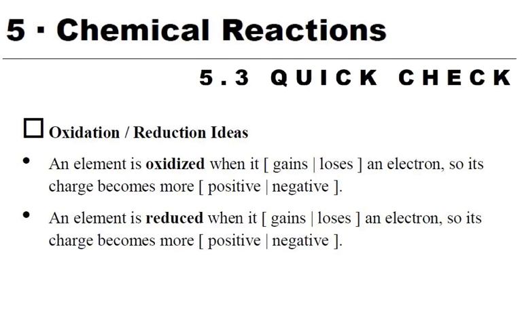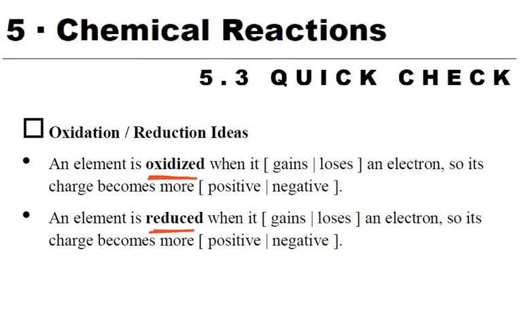I'm going to go over the 5.3 quick check ideas. First off, this is about oxidation and reduction. Just to get some terms out of the way, we want to be able to look at an equation and recognize when something is oxidized and when something is reduced.